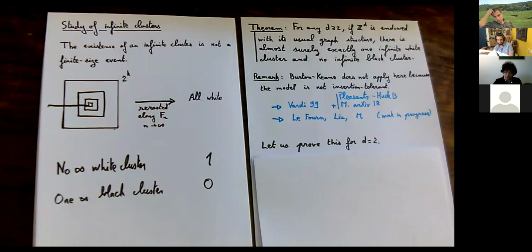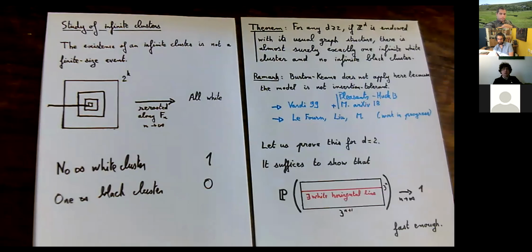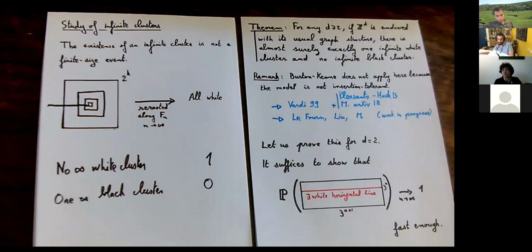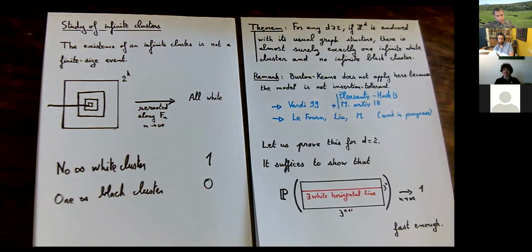So we will prove the result in dimension 2. And I claim that in order to prove the result in dimension 2, it suffices to show that this event has a probability converging to 1 fast enough. So the event we are considering is we take a domino of height 3^n, of width 3^(n+1), and we ask for the existence of a white horizontal line within the domino. And converging fast enough here means that the probability of the complements should be summable.